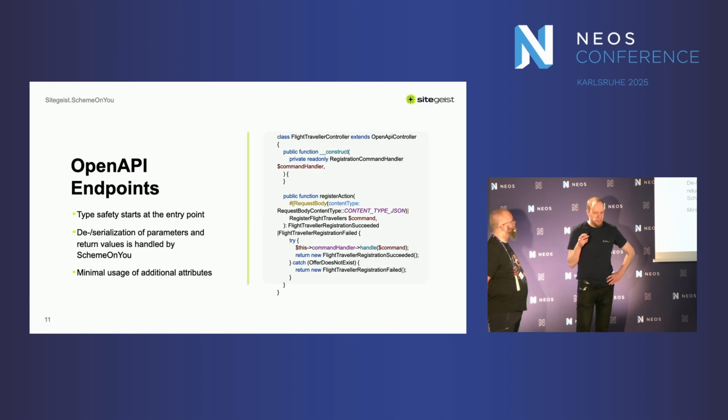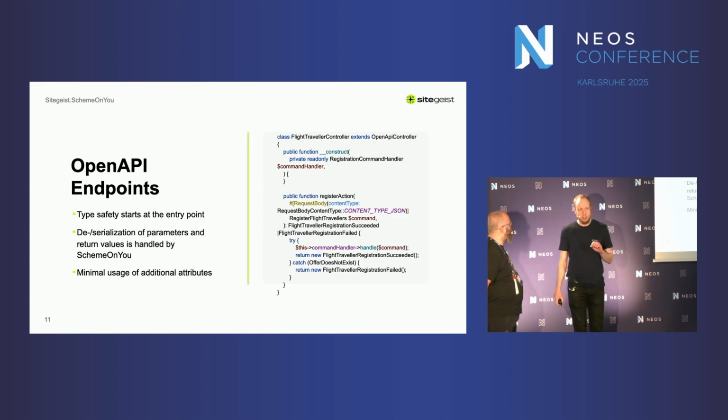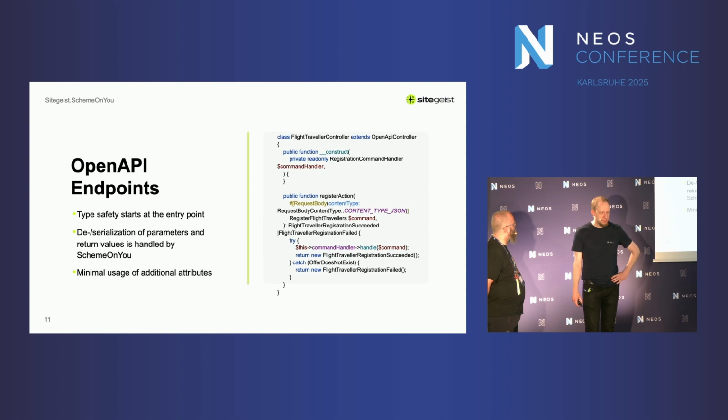So the idea was, what if we take a step back, we implement our endpoint in modern PHP and try to generate the OpenAPI spec from the code we already wrote? Because there isn't too much difference when it comes to types. That should be doable with clicking a button or running a CLI command. And that was the goal.